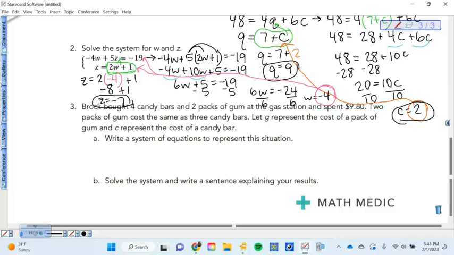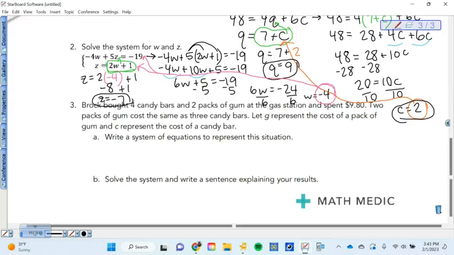Okay, so Brock bought 4 candy bars and 2 packs of gum and spent $9.80. 2 packs of gum cost the same as 3 candy bars. We want to write a system of equations to represent the situation. So what's your first equation you have over there? 4C plus 2G. Good. 4C plus 2G equals 9.8. Right, $9.80. And then what was my second equation?